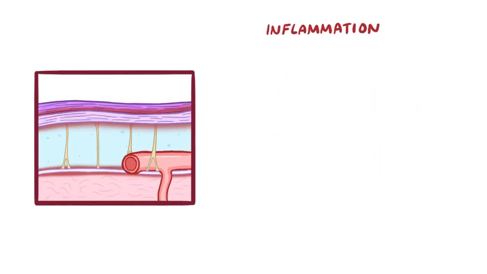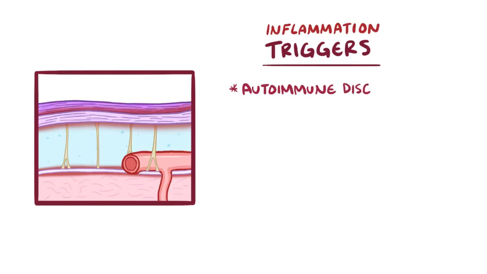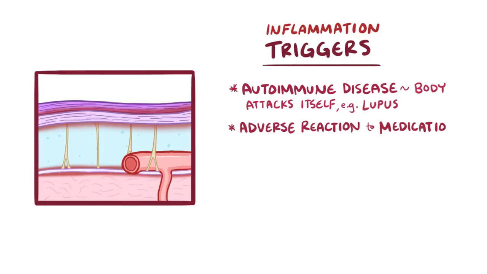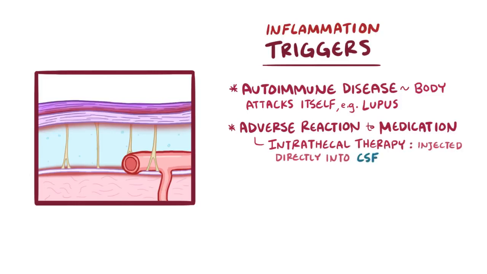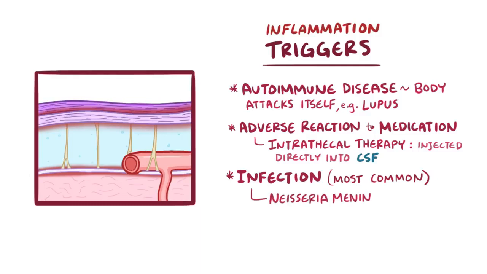So meningitis needs some kind of trigger for the inflammation. And this could be an autoimmune disease where the body attacks itself, like lupus, or the body having an adverse reaction to some medication, which can happen with intrathecal therapy, when medication is injected directly into the cerebrospinal fluid. But by far, infection is the most common trigger for meningitis across all age groups, like with the Neisseria meningitidis bacteria or herpes simplex virus.